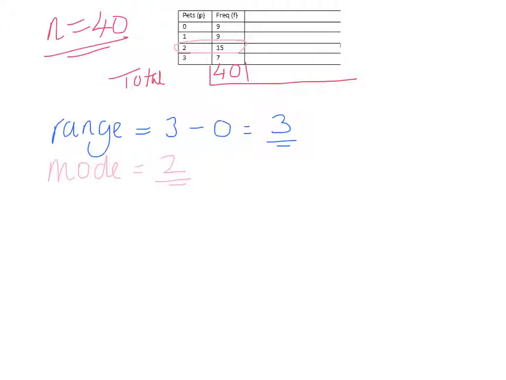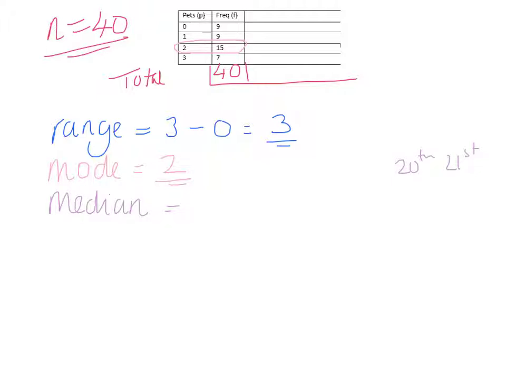So 2 is our mode. Next thing I want to find is the median. And this is not quite so easy in this kind of table. It's easier when we have a cumulative frequency table. But at the moment we're going to do it without a cumulative frequency. The median is the number that's right in the middle. Now remember, we had 40 people asked, so we've got 40 numbers in a row. If we wanted to find the middle one, it would be somewhere in between the 20th and the 21st number in the list. That would give us what our median was.